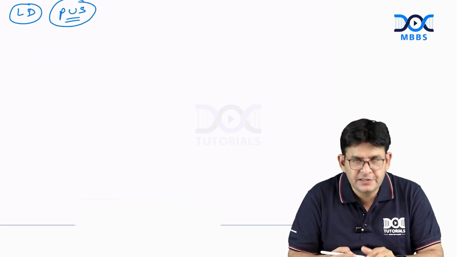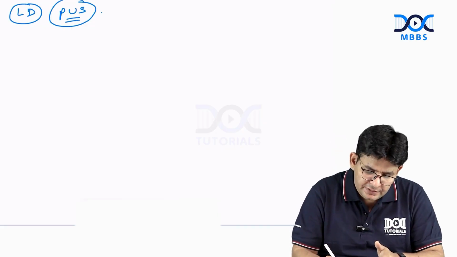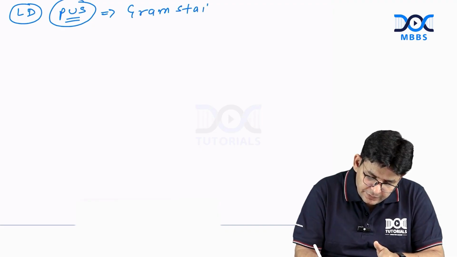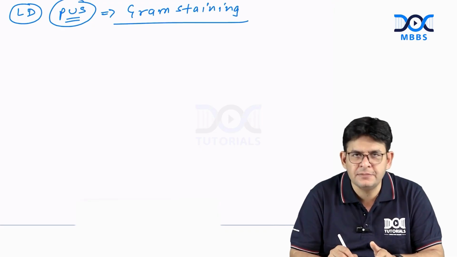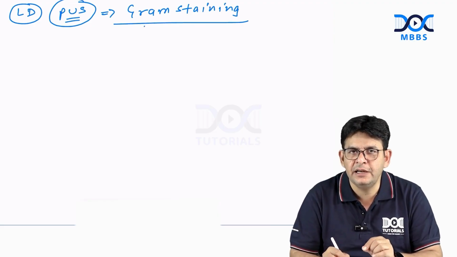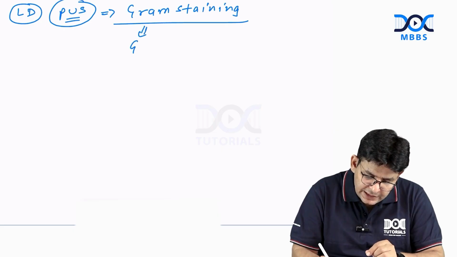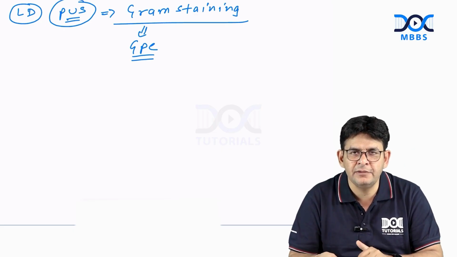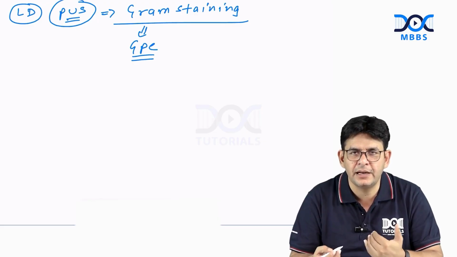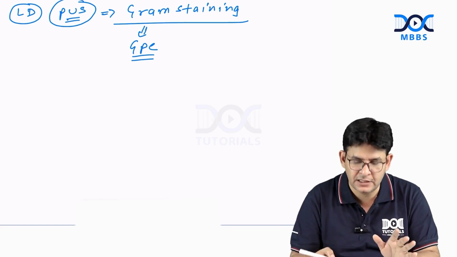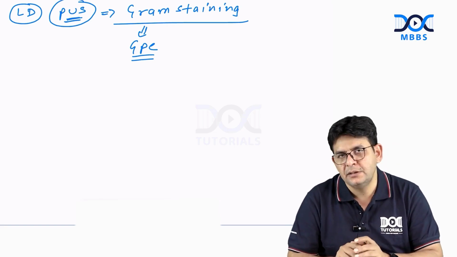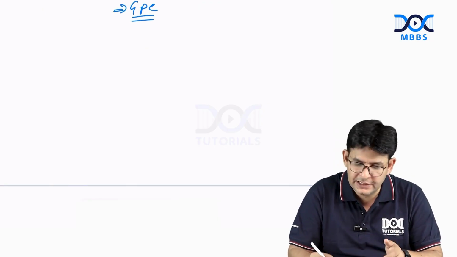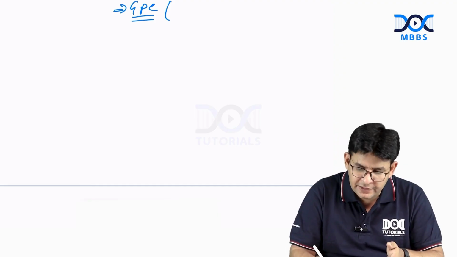First of all, when we receive the pus, we will obviously go for the gram staining. From the gram staining, we will definitely get a hint whether we are dealing with gram positive cocci, gram negative cocci, gram positive bacilli, or gram negative bacilli. This can be easily ascertained from the pus gram staining. So you have done that, and you see gram positive cocci.